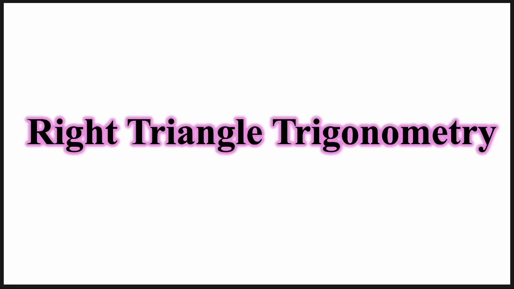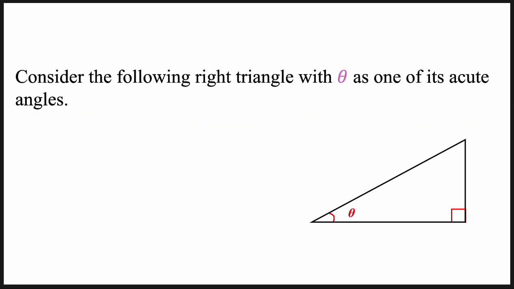Right triangle trigonometry. Let's consider the following right triangles with theta as one of its acute angles, meaning the measure of this angle is less than 90. This little square box here tells you it's a right triangle, meaning the measure of this angle is 90. The third angle is also an acute angle, and the sum of the two acute angles in a right triangle is always going to sum up to 90 degrees.